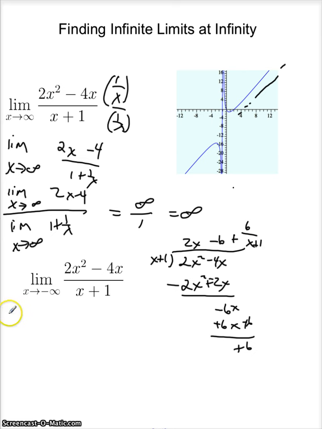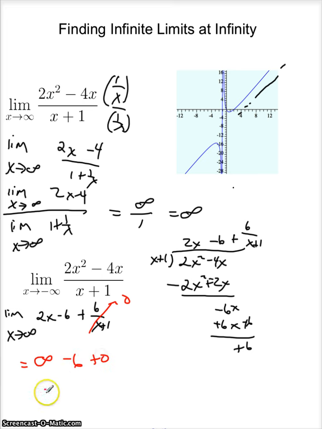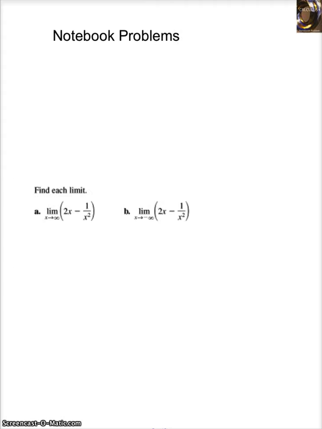So this limit becomes the limit as x goes to infinity of 2x minus 6 plus 6 over x plus 1. Now you can see that this will go to 0, this will go to 6, but this will become unbounded. So infinity minus 6 plus 0 is just unbounded. Now I'm going to negative infinity, so that'll actually go to negative infinity. All right, you give it a go. You try these. When you're done, finish your homework.